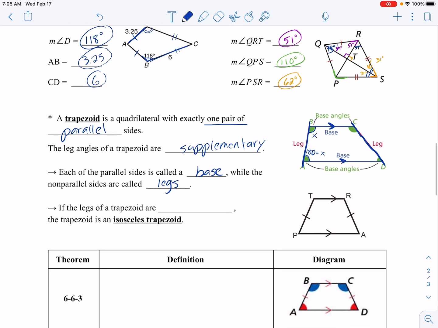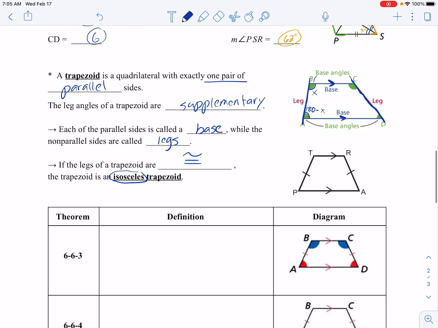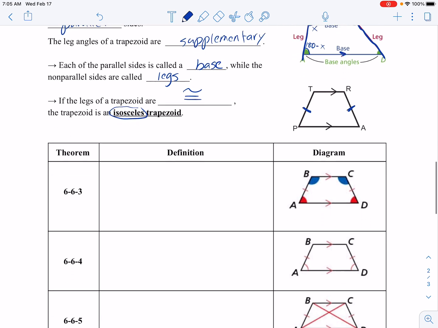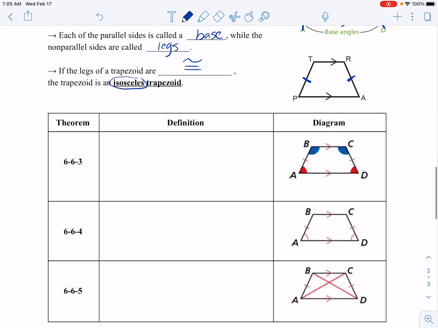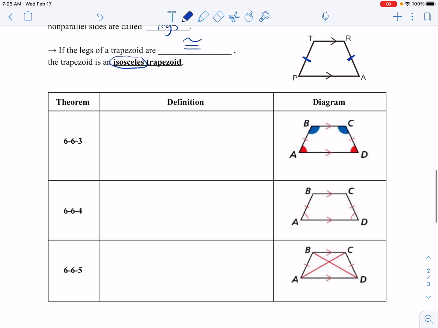If the legs of a trapezoid are congruent, then we have something called an isosceles trapezoid. If you remember isosceles triangle, two congruent sides. Same with a trapezoid. The legs of a trapezoid, the non-parallel sides, if they're congruent, then it's an isosceles trapezoid. Okay, let's list a few more theorems we have specifically for isosceles trapezoids.